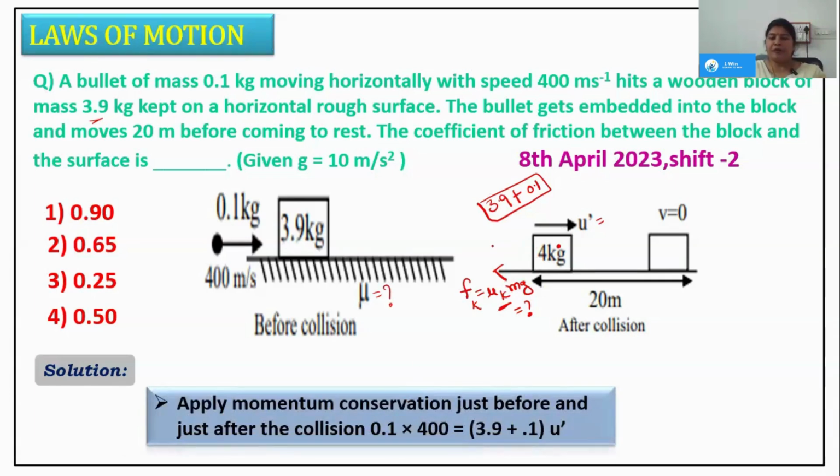0.1 into, before hitting the block, the bullet mass is 0.1 kg, traveling with a velocity of 400 meters per second, right?